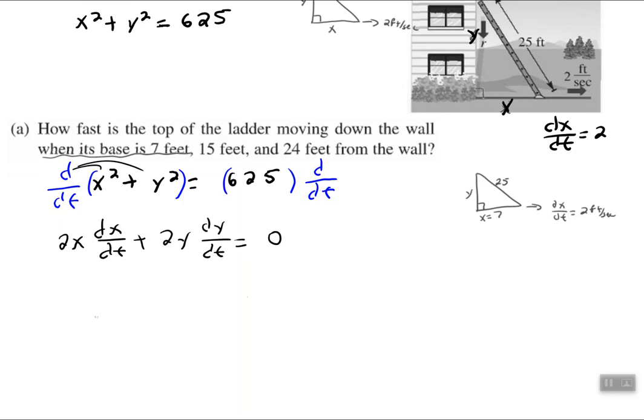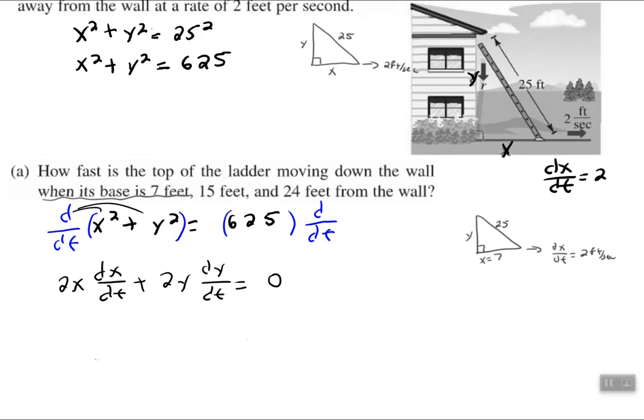All right, so our question asks, how fast is the top of the ladder moving down the wall? So with that question, we want to find dy/dt. How fast is this thing moving down the wall? dy, the change in y with respect to time, dy/dt. So let's solve our equation for dy/dt.